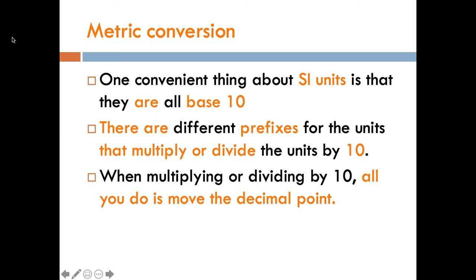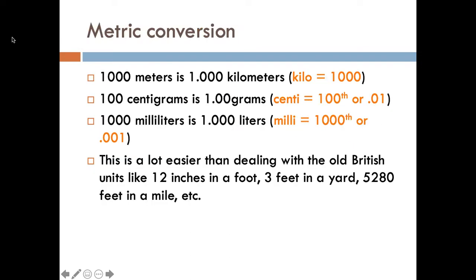So the cool thing about the metric system is you can convert from one unit to the other really easily, from like kilometers to meters to millimeters, depending on the size of your sample. It's really easy to convert it. And that's because it's all base 10. SI units are base 10. There's different prefixes that multiply or divide the units by 10. And when you're multiplying or dividing by 10, all you do is move a decimal point.